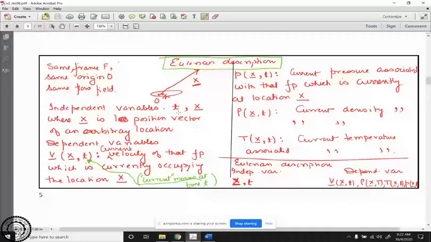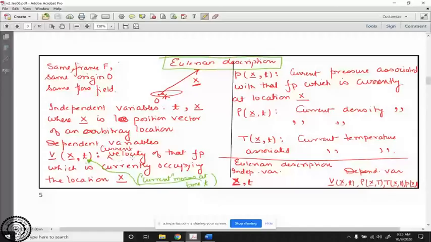So what are the dependent variables? Dependent variables will be velocity and pressure and temperature and density. And the expression will be something like this. So V, velocity, is now a function of X comma T, right? X and T are independent variables. And what will be the meaning? The sentence that you will make will somewhat change. V of X, T in Eulerian description, and you see there is no plus here. So no plus, you try to convey to the reader it is Eulerian description. So V of X comma T means current velocity, current because there is T here.